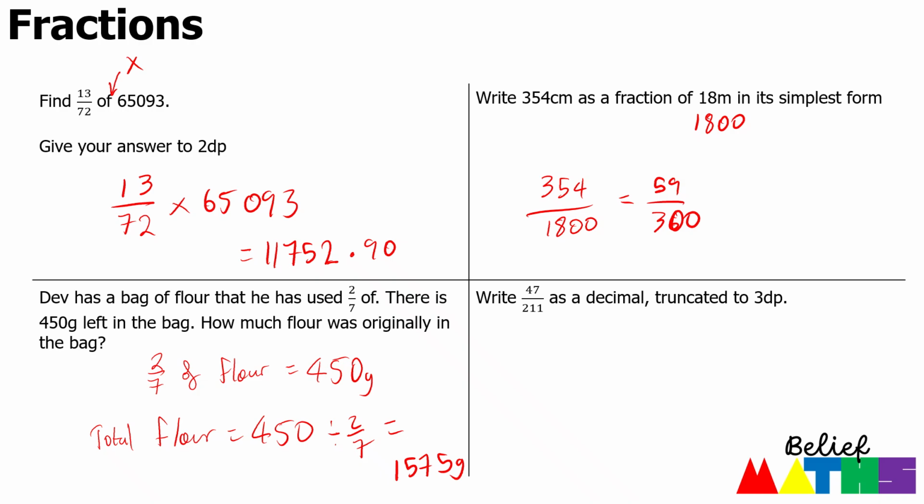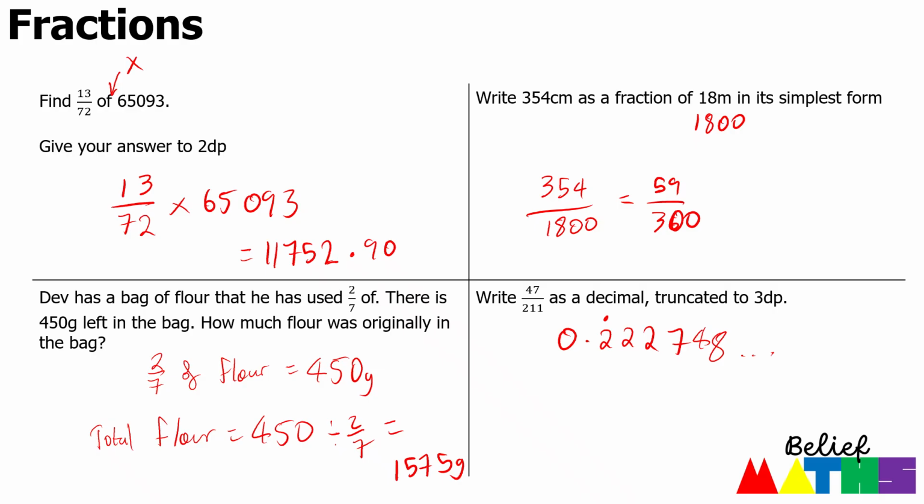And then finally, write 47 over 1211 as a truncated decimal. So we stick that in our calculator, 0.22274 and so on. Now you'll notice that when you do this in your calculator, there's a little dot there on top. That means recurring. However, if you scroll to the right of your calculator, you'll notice that quite a bit along there's a second dot. Now this doesn't mean that all the 2's are recurring.